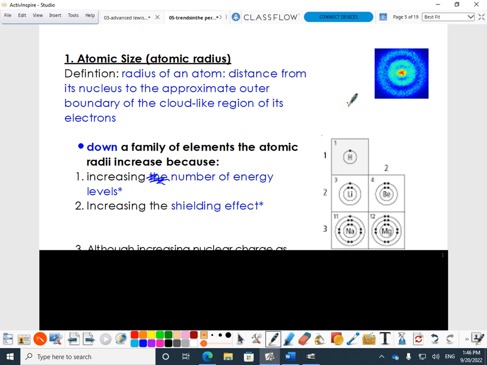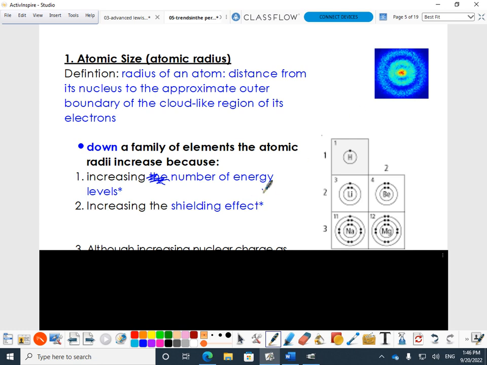So I just included this picture, which looks potentially similar to ones that you drew. This has 1 shell, this has 2. Very, very simple. Now, I put stars beside increasing the number of energy levels and increasing the shielding effect because these 2 criteria have such an enormous impact on all of the trends.